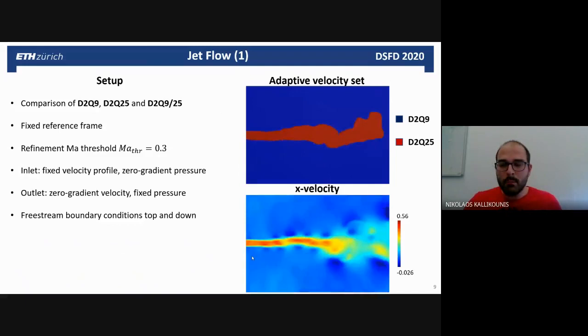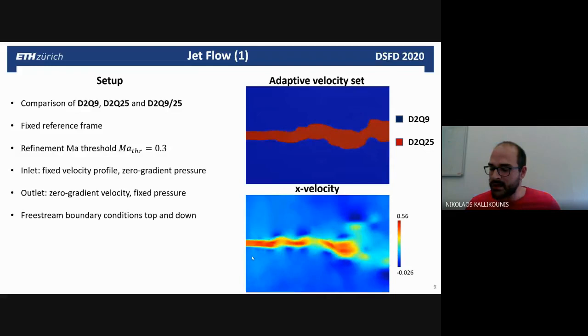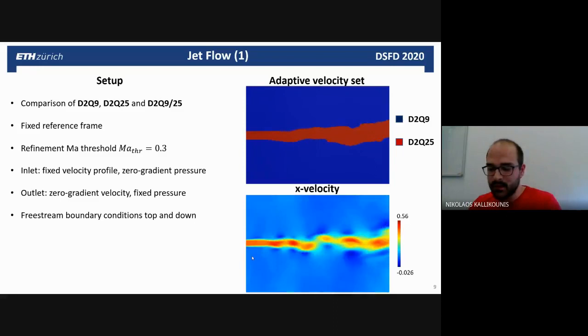The top animation shows with red the regions of D2Q25 velocity set, and with blue the D2Q9, while the bottom animation shows the X velocity field. The velocity set in the domain is adaptively updated according to the magnitude of the local Mach number.